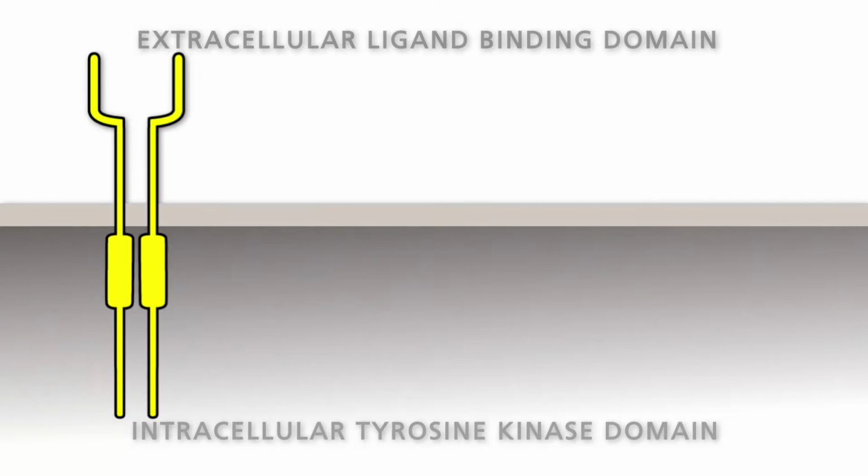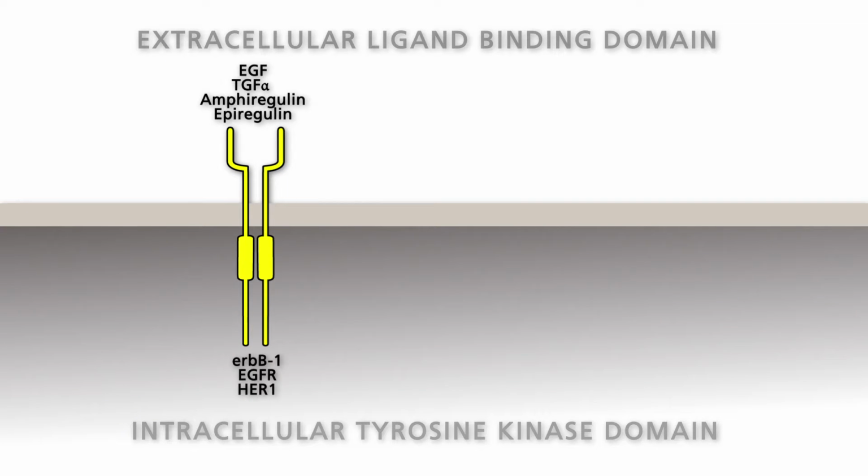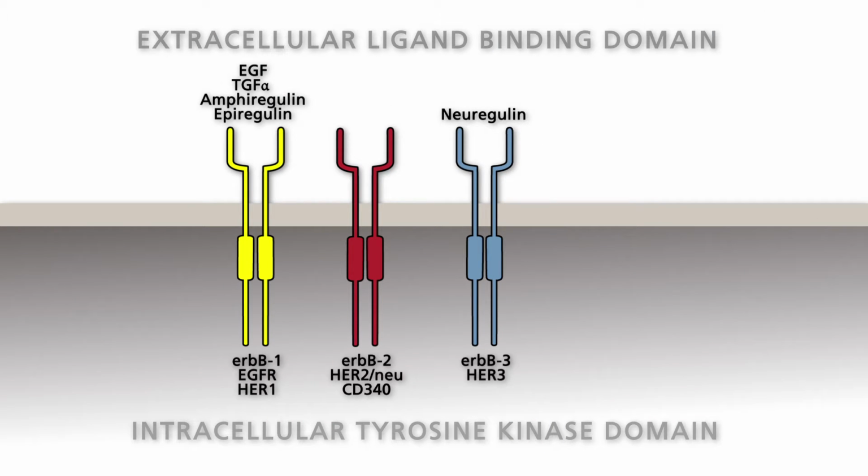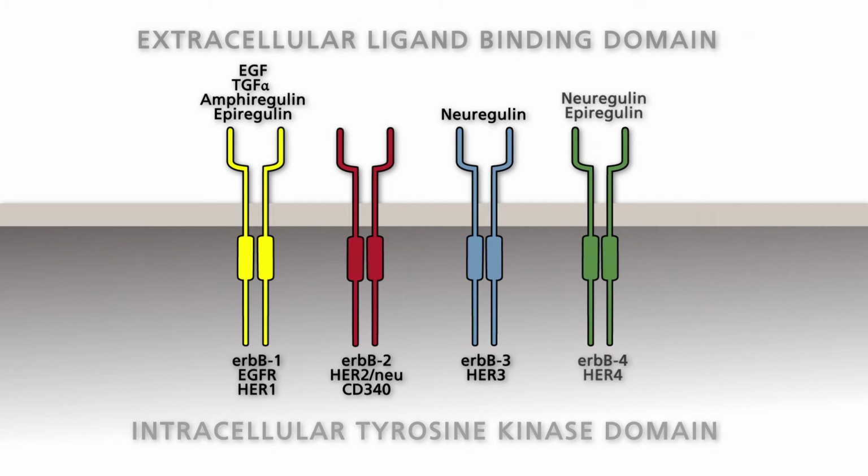The family of tyrosine protein kinases that is the receptor for extracellular ligand epidermal growth factor, or EGF, has 4 members, erbB1 through erbB4. The best known of these is erbB1, also called EGFR, which is the major receptor for EGF in many normal cells as well as in tumor cells.